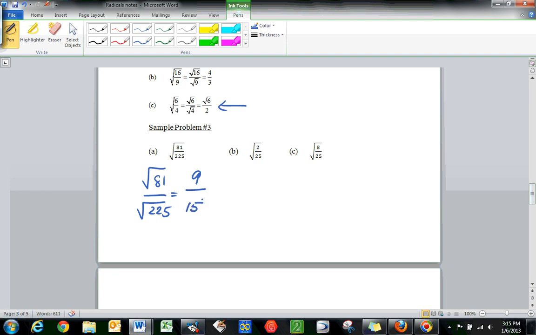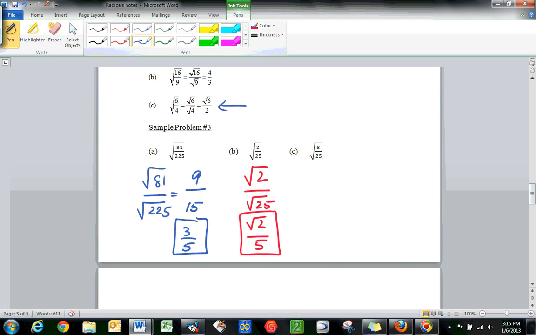It's very important, however, that we reduce the final answer for it to be in simplest radical form. Even though the radical is gone, we still have to reduce fractions. So 9/15 actually breaks down into 3/5, giving us our final answer in simplest radical form for part A. Part B, we can break this up into the square root of 2 over the square root of 25. Square root of 2 is simplified. Square root of 25 breaks into 5, and since we cannot reduce the square root of 2 anymore, square root of 2 over 5 is our final answer.